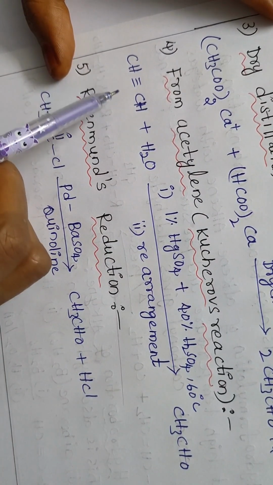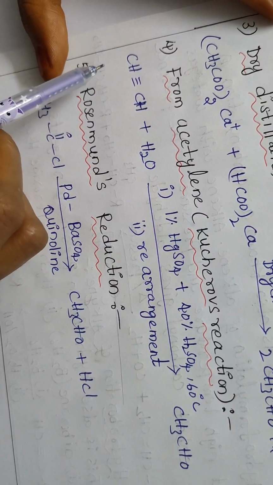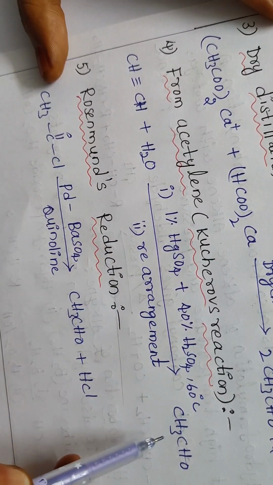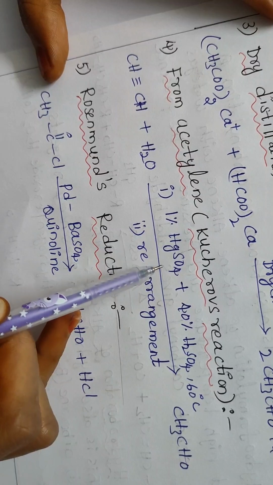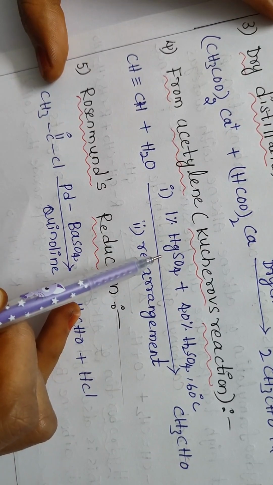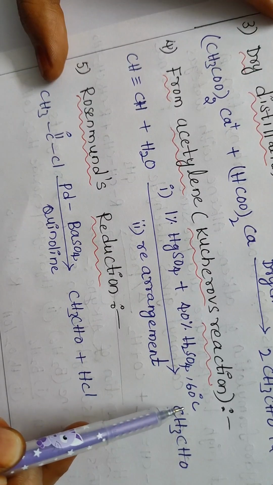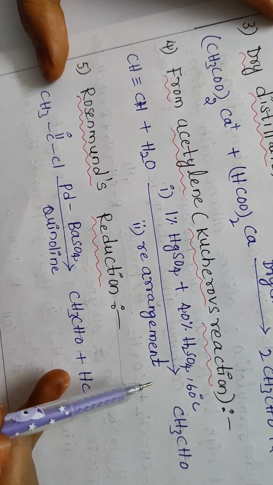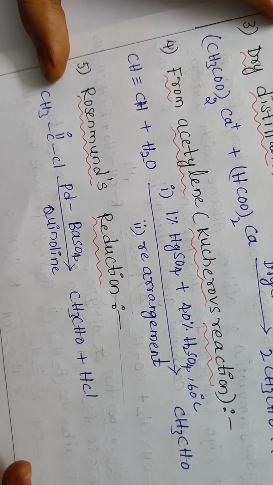Acetylene, IUPAC name ethyne, is hydrolyzed to form acetaldehyde in the presence of 1% mercury sulfate and 40% H2SO4 at 60 degrees centigrade. What happens? Rearrangement takes place. Rearrangement means no loss of electrons, only the atoms are rearranged to form acetaldehyde.